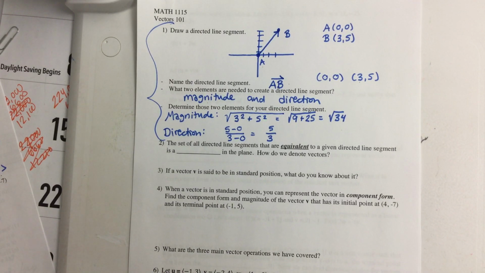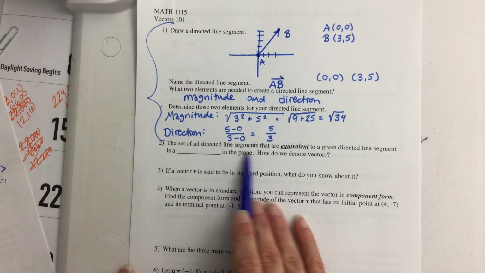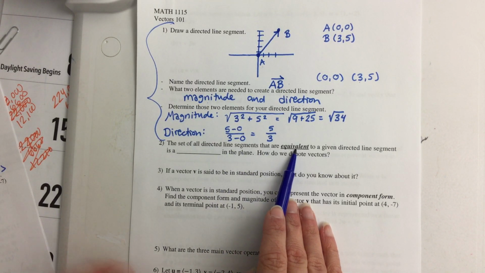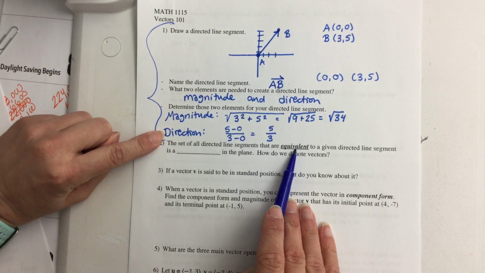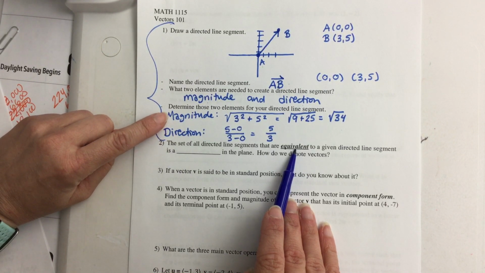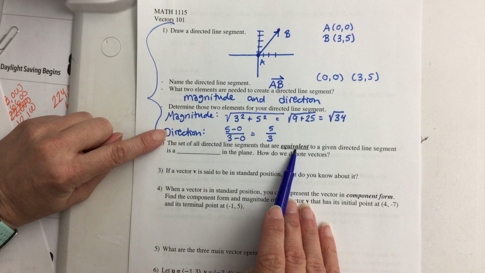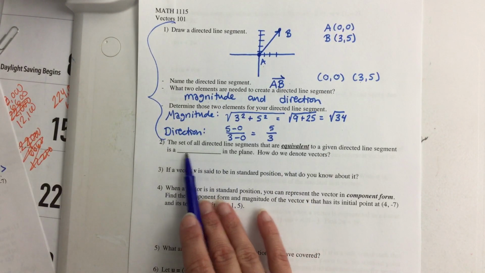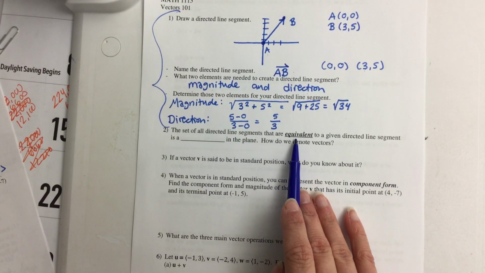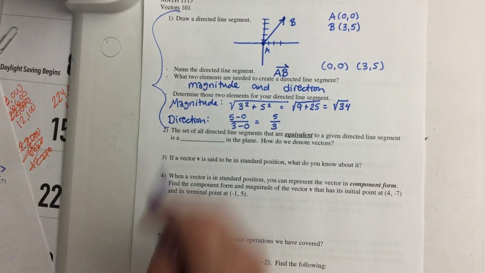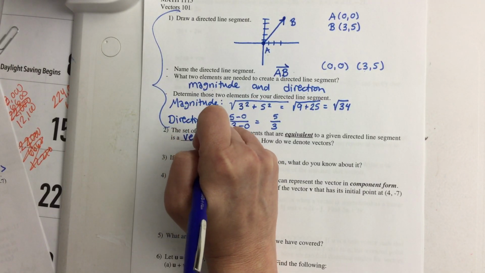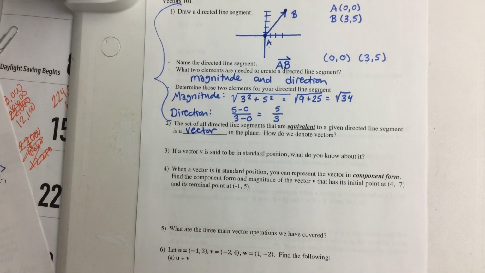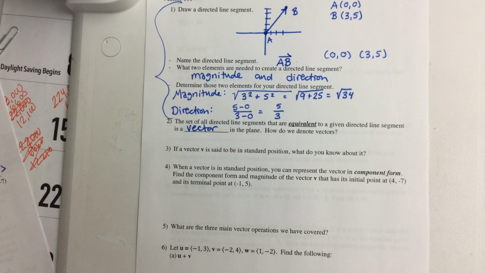Then we talked about some other really cool things. The set of all directed line segments that are equivalent. What equivalent means is they have the same magnitude and same direction. Okay, so they are the same length, and in a sense they're parallel. They will never cross, okay? So the set of all directed line segments that are equivalent to a given directed line segment is a vector. That's what a vector is. It's a set of any directed line segments that would have the same length and be parallel to a given line segment or a directed line segment.